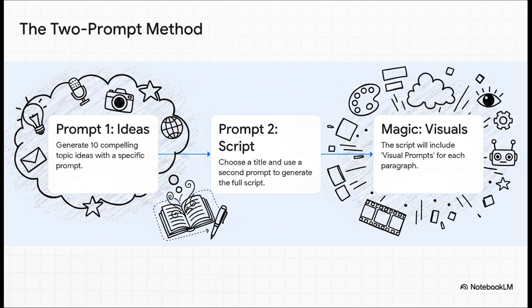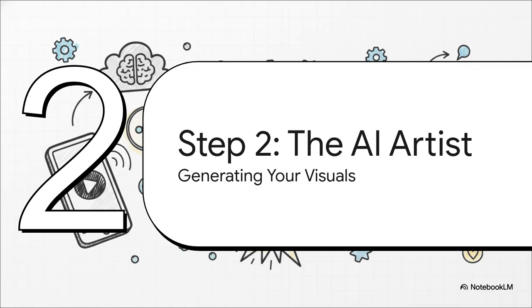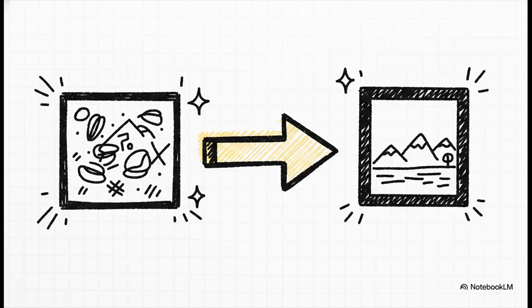It's genius. Okay, so with our script and a list of visual prompts all ready to go, it's time to bring the story to life. And for that, we need an AI artist. For this step, we're using Leonardo.ai. It's an incredibly powerful and, most importantly, free text-to-image generator that can produce some truly stunning, high-quality artwork based on our prompts.